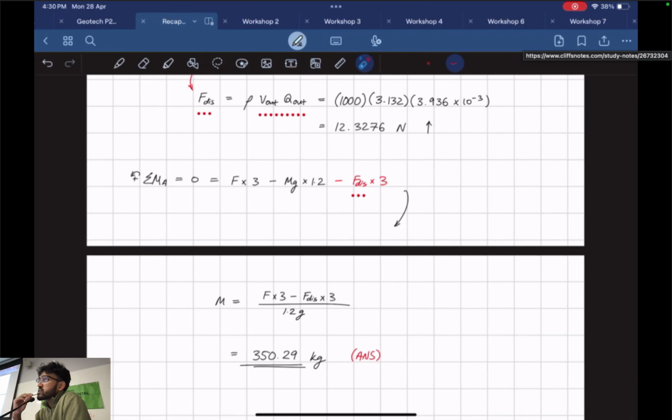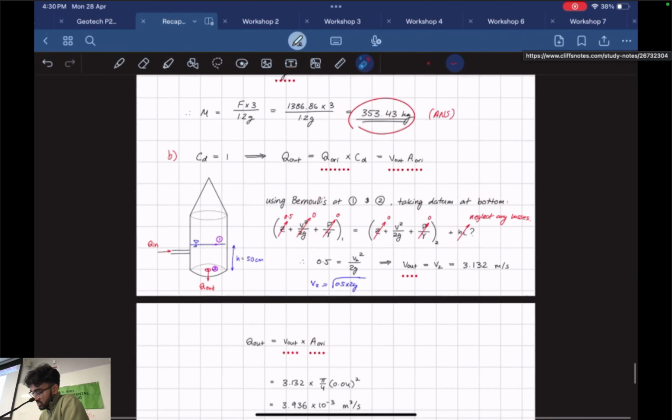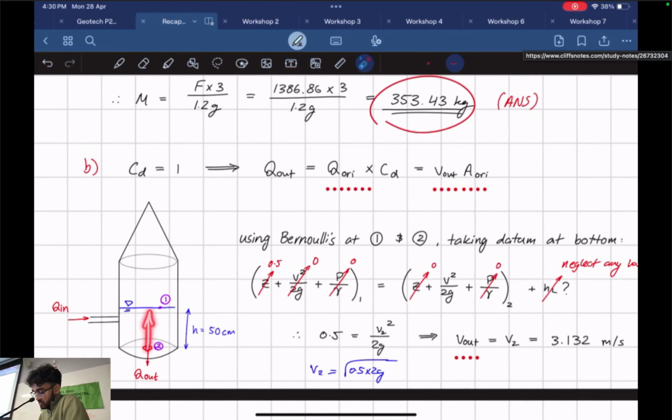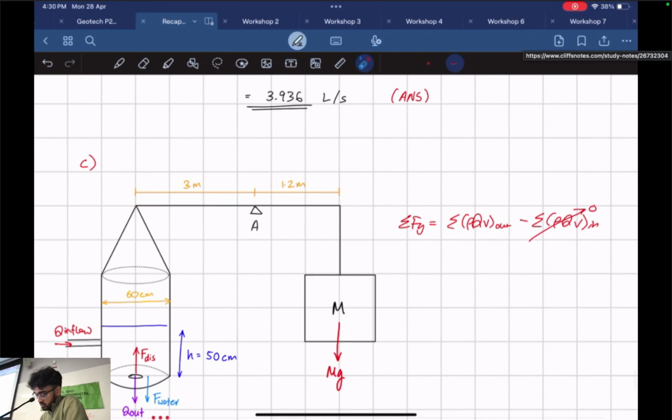Alright, that brings us to the end. Yeah, question? F discharge times 3. That's the force due to discharge times 3 because of the lever arm. Alright, so discharge.